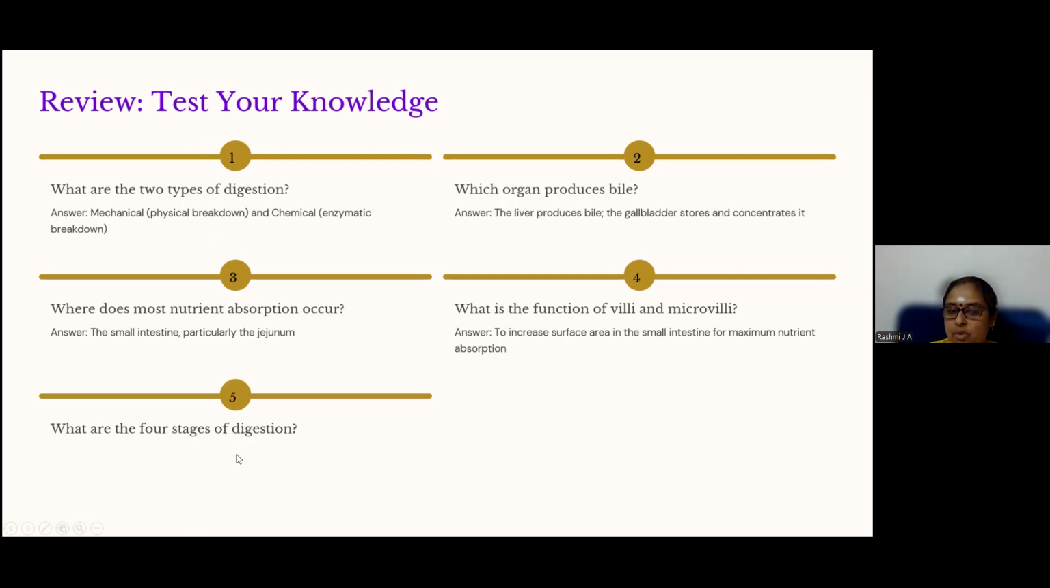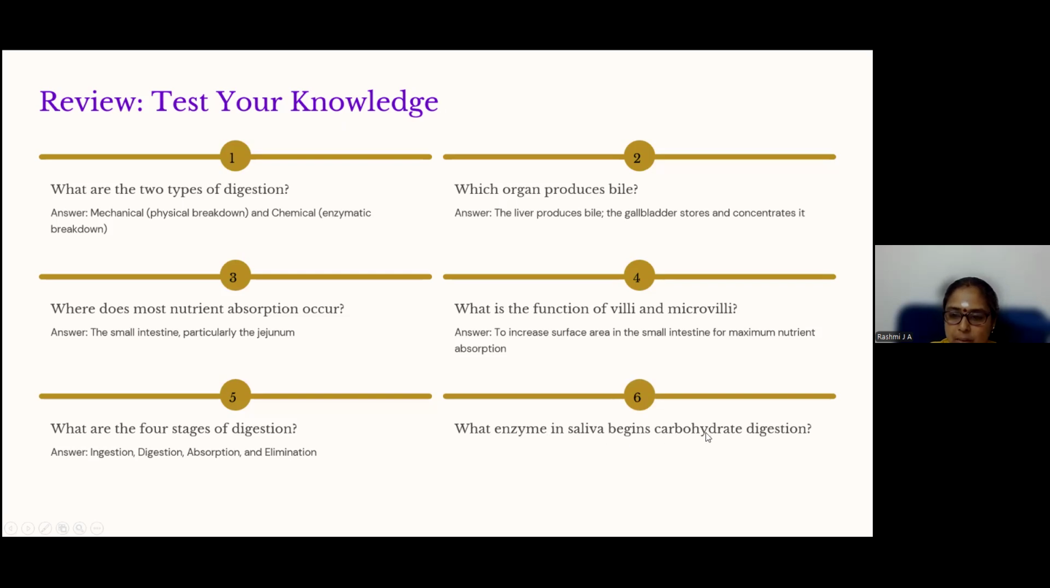Here we saw 2 types of digestion. Here, 4 stages of digestion. Ingestion, absorption, assimilation, and excretion. No, you have ingestion, digestion, absorption and egestion, or elimination we get. So what enzyme in saliva begins the carbohydrate digestion? Amylase, salivary amylase. Because we have amylase in the intestines also, we will call it salivary amylase.